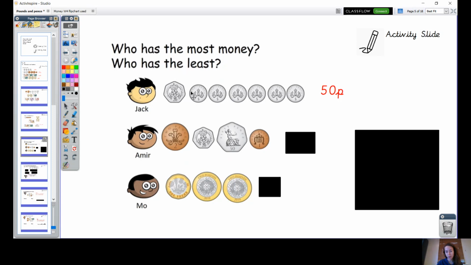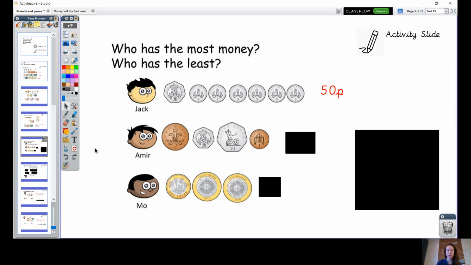You might have actually grouped those 5s to make 10p. You might have done this: 20, 30, 40, 50. That was another way of doing it.